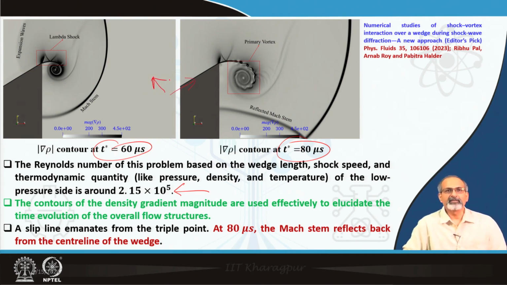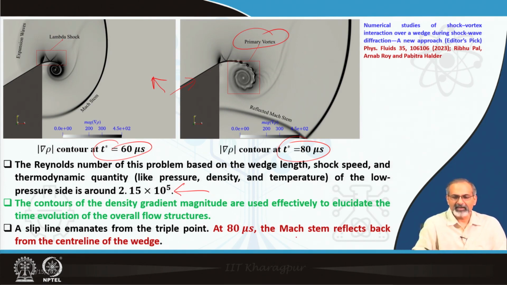To elucidate the time evolution of the overall flow features, you see different features marked in the figures: the expansion waves, lambda shock, Mach stem, reflected Mach stem, formation of the primary vortex and so on. A slip line emanates from the triple point at 80 microseconds. The Mach stem reflects back from the center line of the wedge.